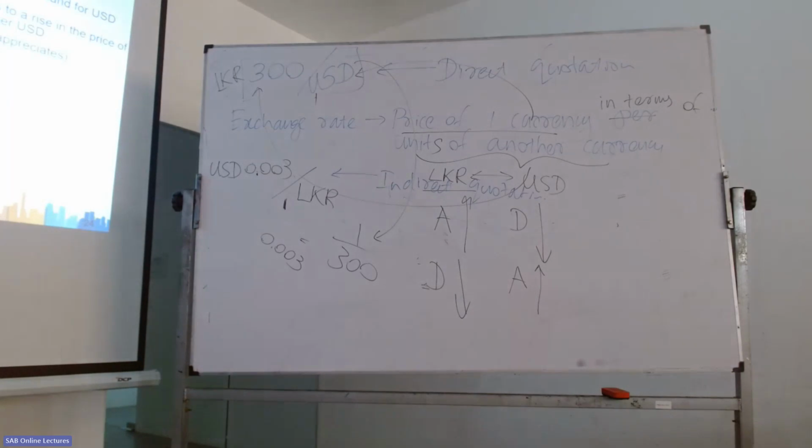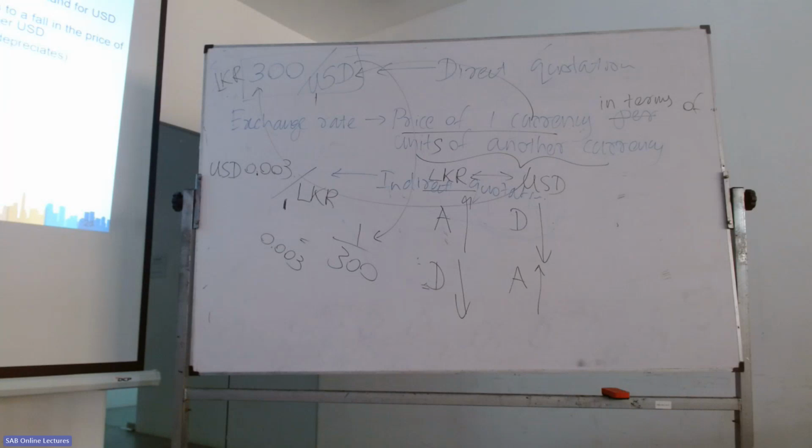So as a result, what happens is the exchange rate falls. The price of USD in terms of LKR has decreased. That means USD has depreciated. On the other hand, LKR has appreciated. The next picture shows a leftward shift in the demand curve.